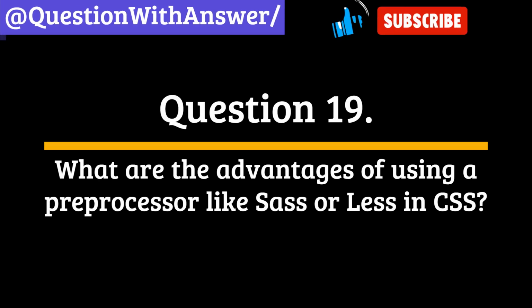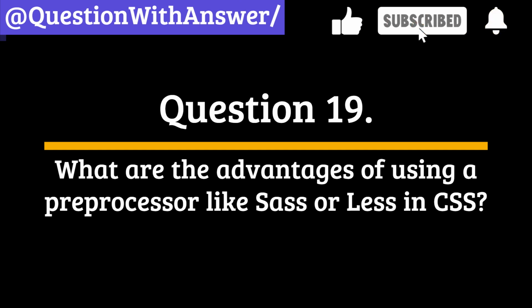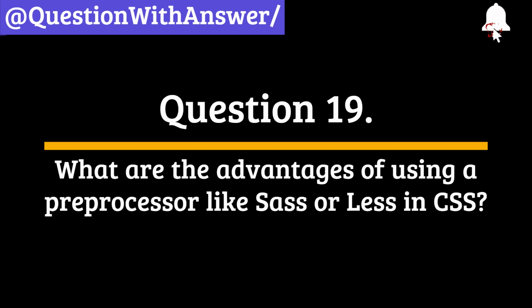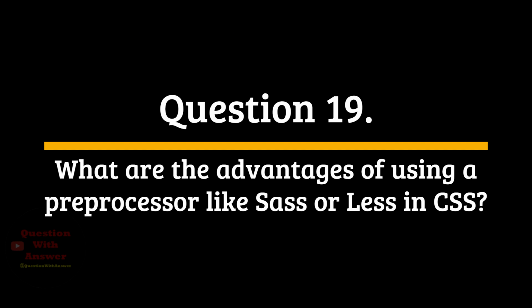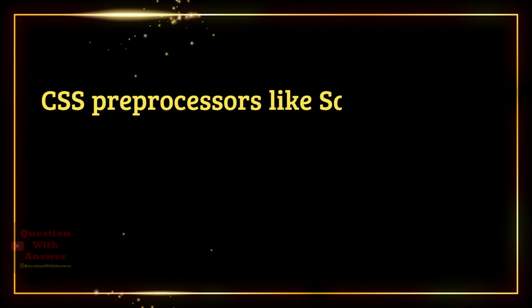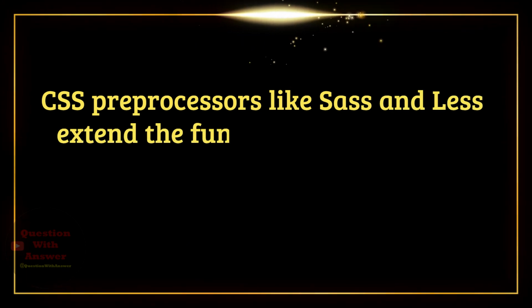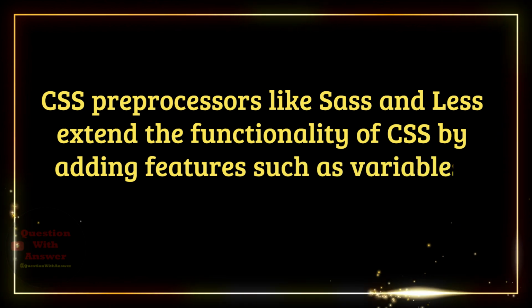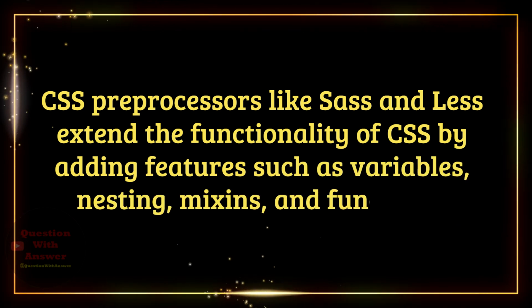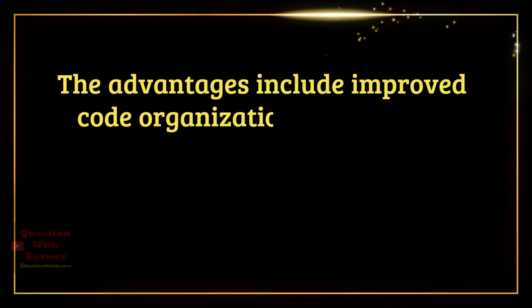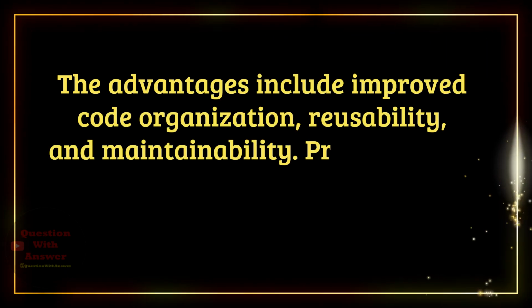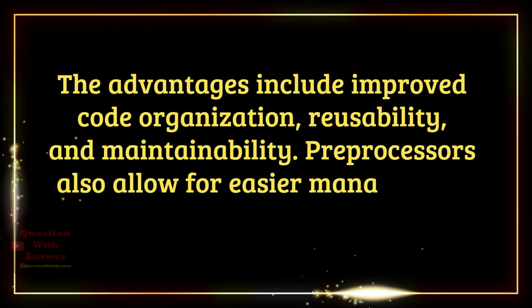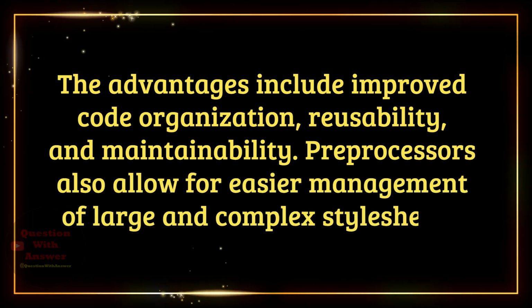Question 19. What are the advantages of using a preprocessor like Sass or Less in CSS? Answer. CSS preprocessors like Sass and Less extend the functionality of CSS by adding features such as variables, nesting, mixins, and functions. The advantages include improved code organization, reusability, and maintainability. Preprocessors also allow for easier management of large and complex style sheets.